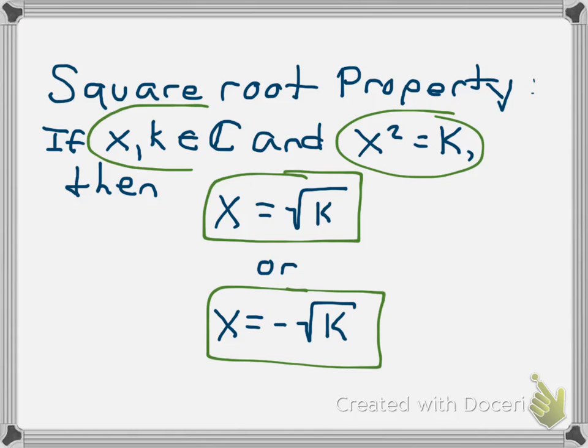And something you shouldn't be scared off by is this business here. This just means that x and k could be elements of, we know that symbol is elements, of the complex number set. So we could have i's floating around and complex numbers floating around our solutions today. Okay, so a couple examples of that.